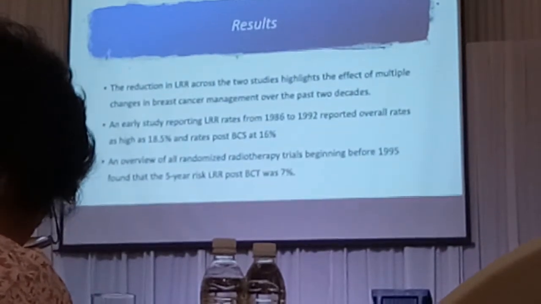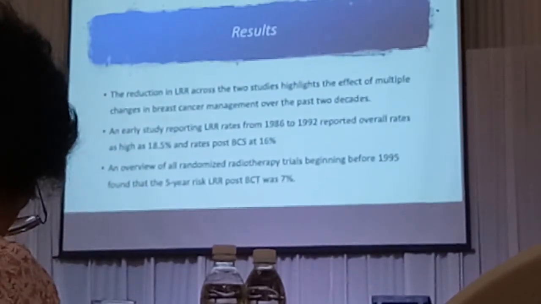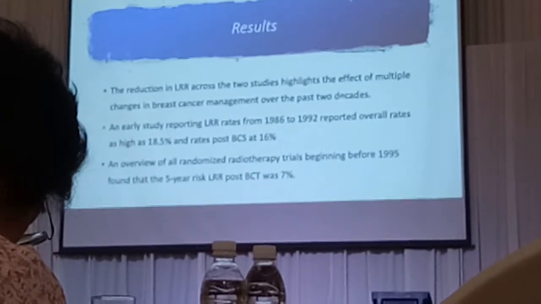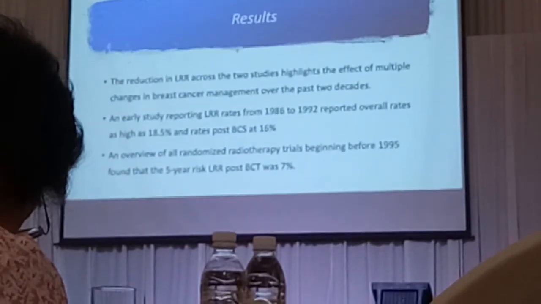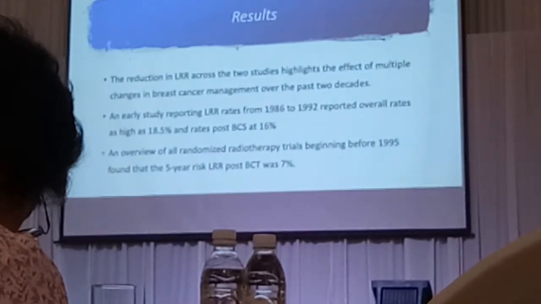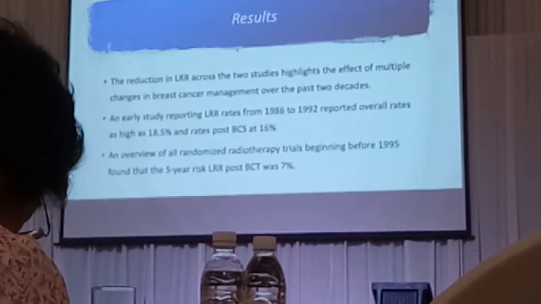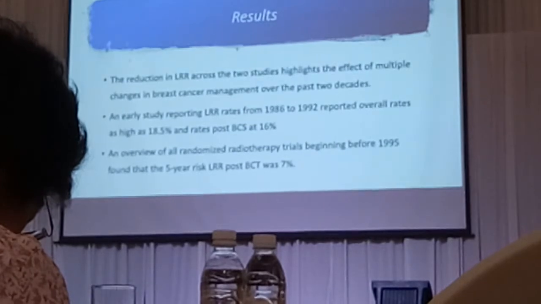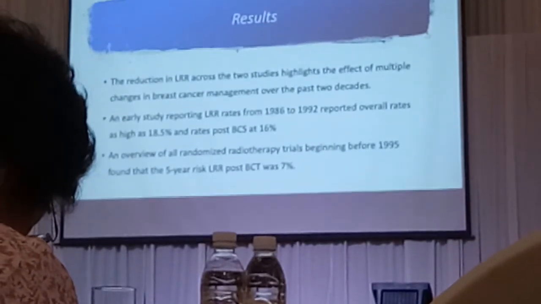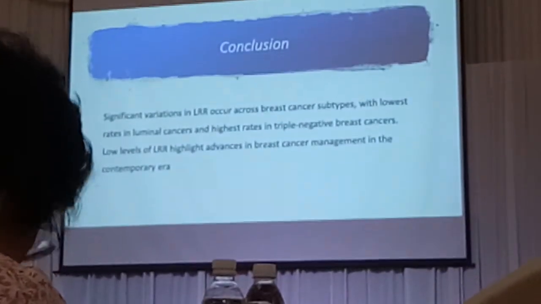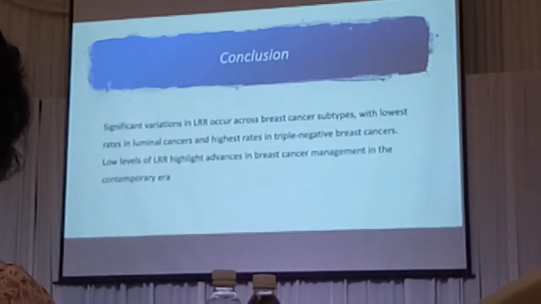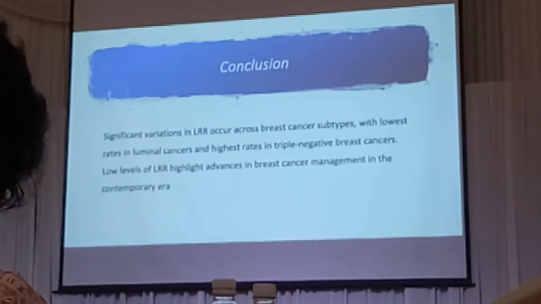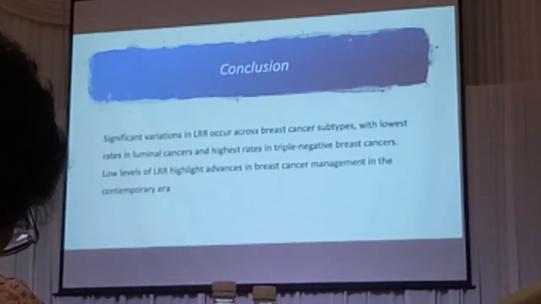The reduction across the 2 studies highlights the effect of multiple changes in breast cancer management over the past 2 decades, and hence came the importance of these biological subtypes to really know who would benefit from the adjuvant treatment and to avoid unnecessary treatment for each patient. Because significant variation in local regional recurrence occurs across breast cancer subtypes, with the lowest rate in luminal cancers and the highest rate in triple negative breast cancers.